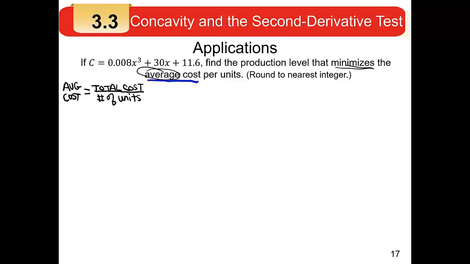In other words, when you're averaging your test scores, you add them all up and get the total and then divide by how many there were. So when you see average cost, you've got to take that C and divide it by X. So watch out for that. If you see average cost, you don't just deal with the C function, you deal with the C function divided by X.